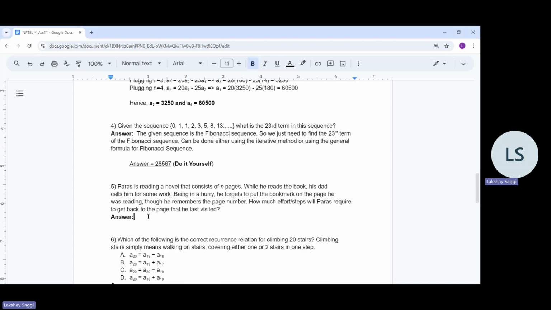The fifth question says that Paras is reading a novel that consists of n pages. While he reads the book, his dad calls him for some work. Being in a hurry, he forgets to put a bookmark on the page he was reading. He remembers the page number. How much effort will Paras require to get back to the page he last visited?